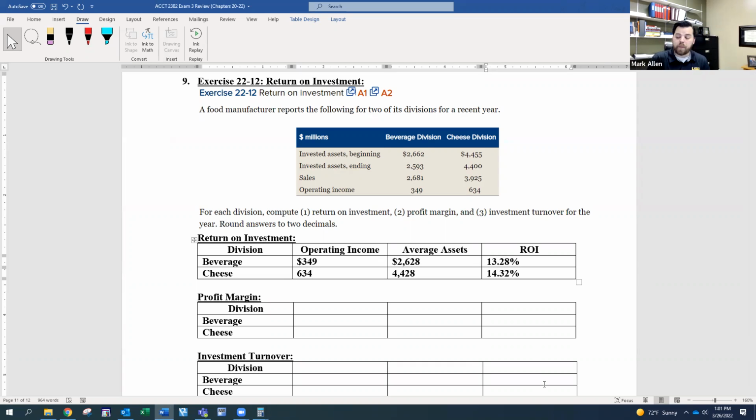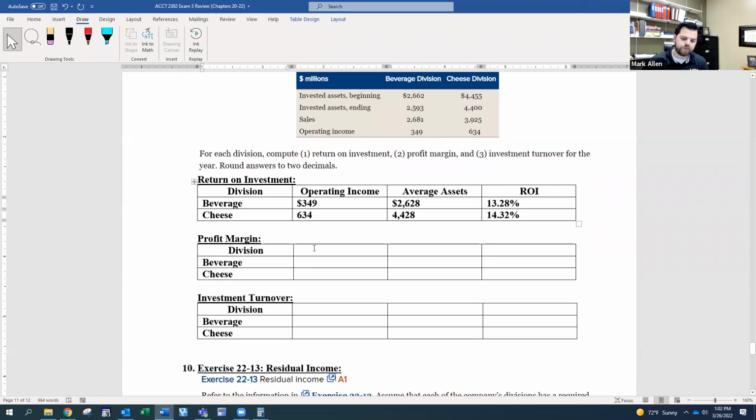Now, if I'm comparing the two divisions, cheese is slightly better than beverage, because what this is telling me is how efficiently I'm using my assets to generate income. The more efficient I am, the higher that number and the better off the division is. So in this case, we like the cheese division a little bit more than the beverage division, looking a little bit better with this analysis.